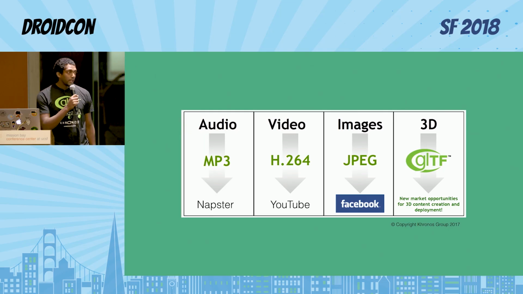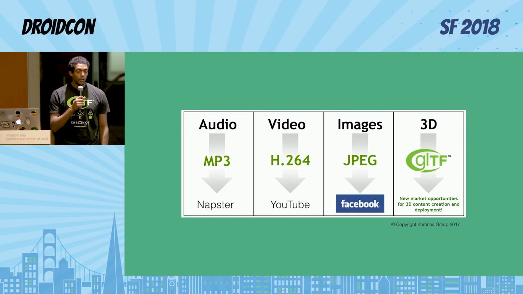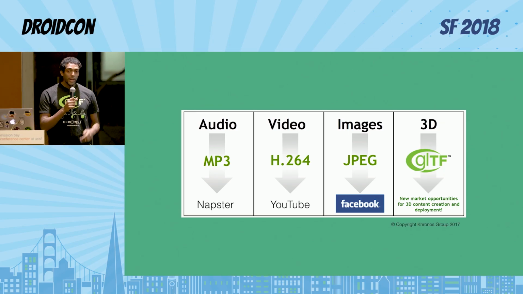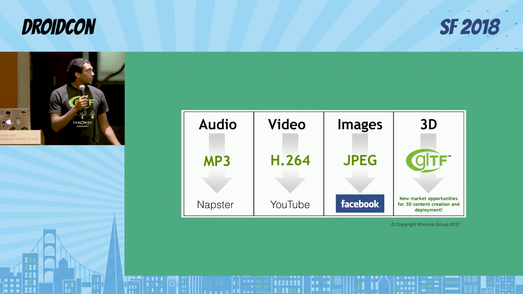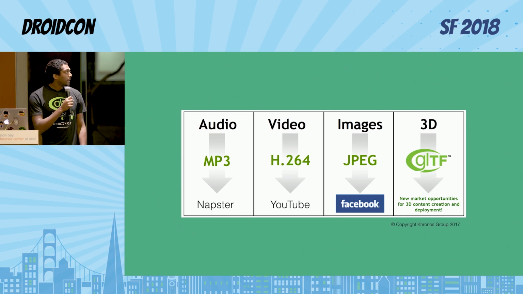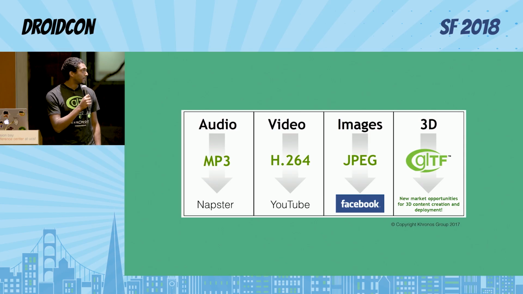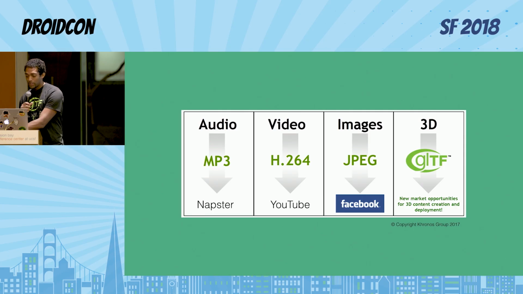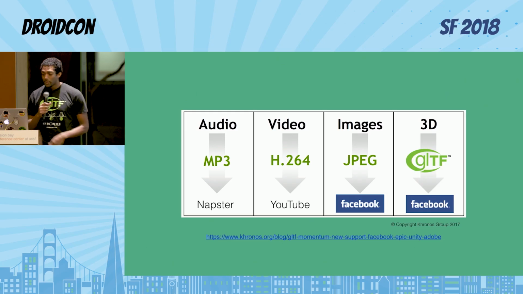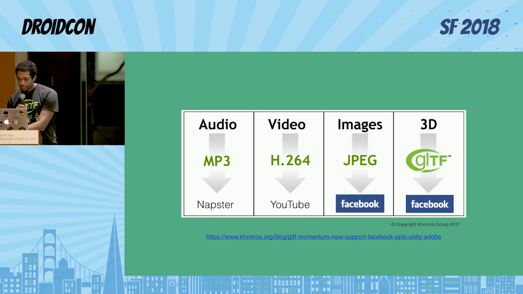If we look at the history of transmission formats on the web, for audio, we always kind of had a big player that pushed a format forward. For audio, we had Napster that pushed MP3 forward. For video, we had YouTube that popularized H.264 video encoding. And then, of course, for JPEG, Facebook pushed that forward heavily. And we're hoping that for 3D, our adoption of glTF will help push the ecosystem forward and get more players to adopt the glTF 3D format.